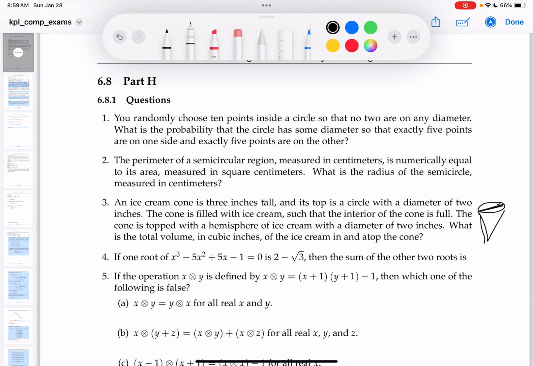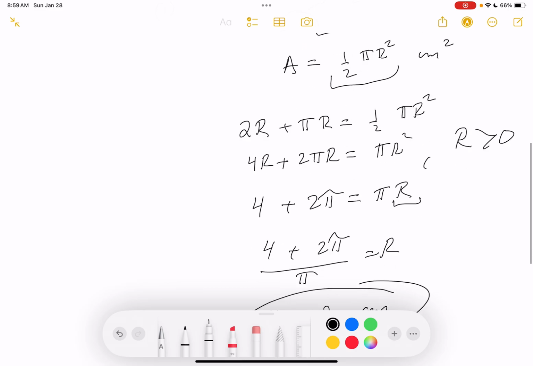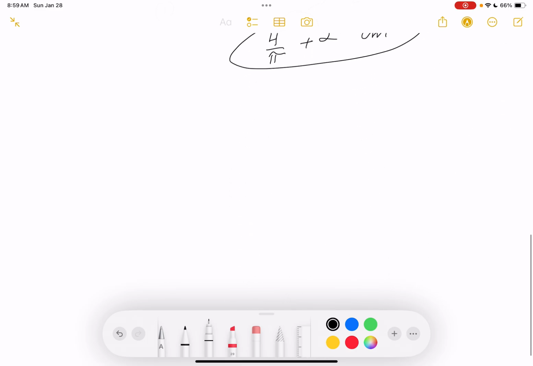The cone is filled with ice cream, such that the interior of the cone is full. The cone is topped with a hemisphere, that's half of a sphere, of ice cream with a diameter of 2 inches. What is the total volume in cubic inches of the ice cream in and atop the cone? So I've got to kind of visualize that. Let's go back over here and put our little cone down.